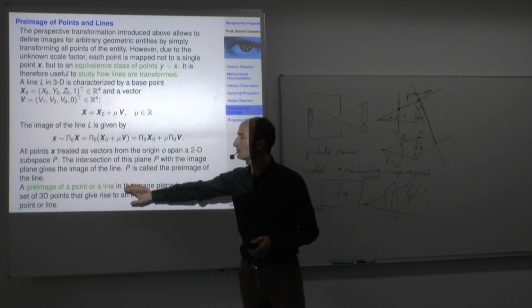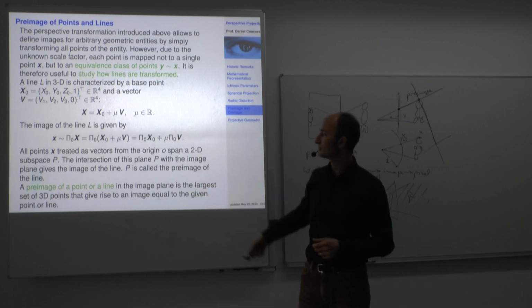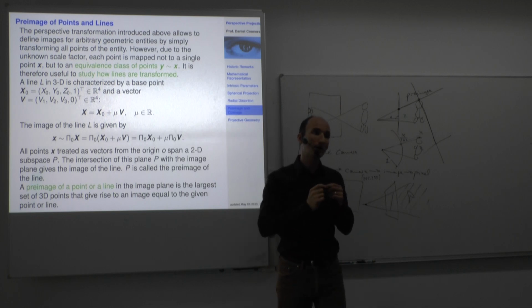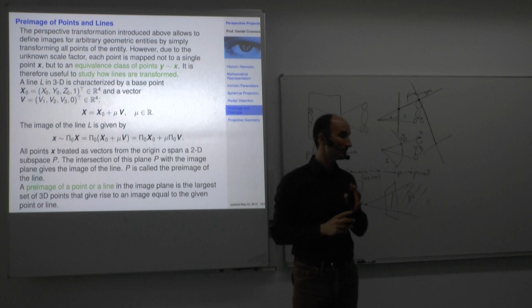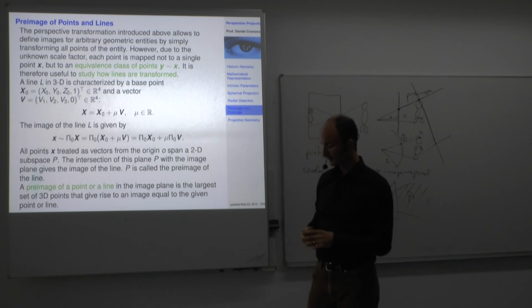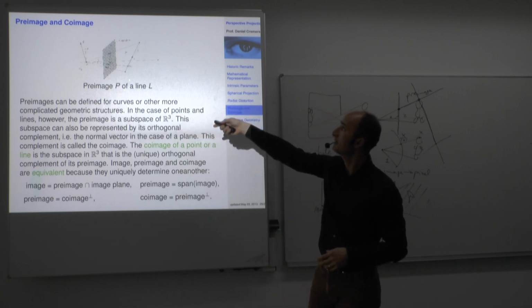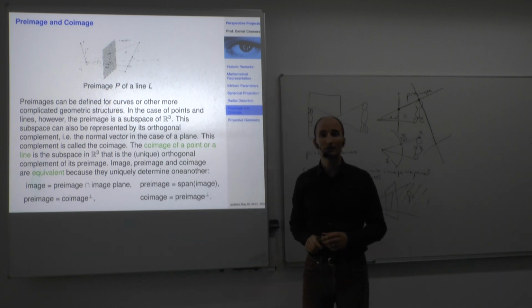And so the definition of pre-image, the pre-image of a point or a line, is the largest set of 3D points that give rise to an image equal to the given point or line. So I see a point, and the pre-image of that point are all points that map to the same point in the perspective projection. And the pre-image of a line is a plane such that the intersection of the plane with the image plane gives that line. Here's a visualization. I'm not so good at drawing, so I copied this from a textbook. Here is the line in the image plane where I observe it. That plane here, which extends infinitely, is the so-called pre-image of that line.